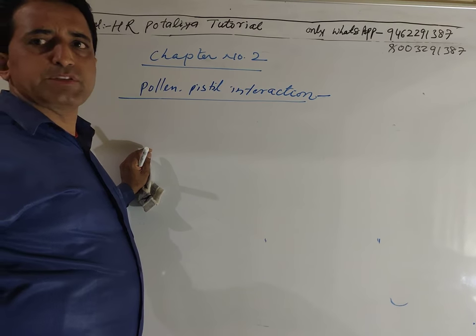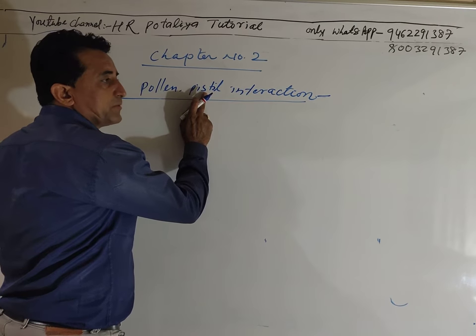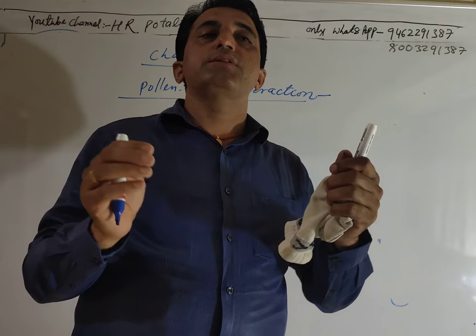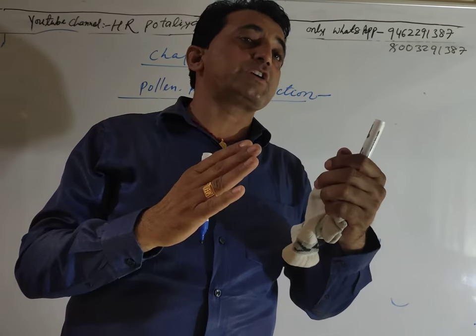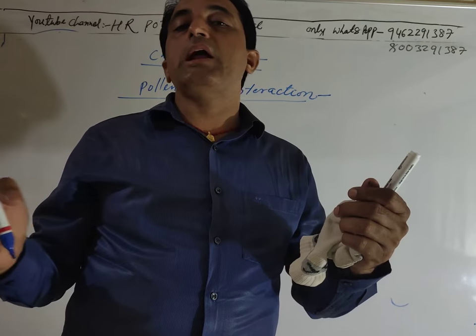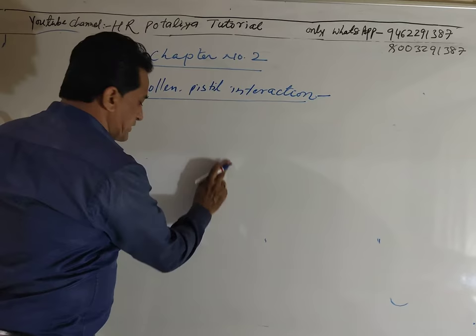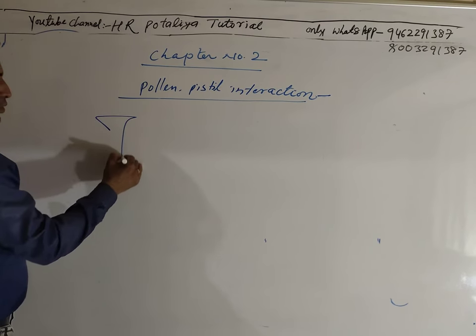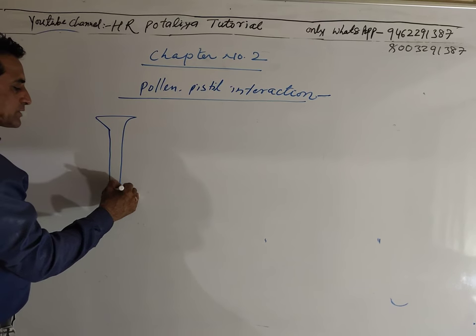In case of pollen pistil interaction, what will happen? Pollen is the male part and pistil is the female part. It is a special type of interaction, a chemical attraction between the male and female part, and that is the pollen pistil interaction. How is that process completed? Just go through the diagram, and the same diagram is in your NCERT textbook also.